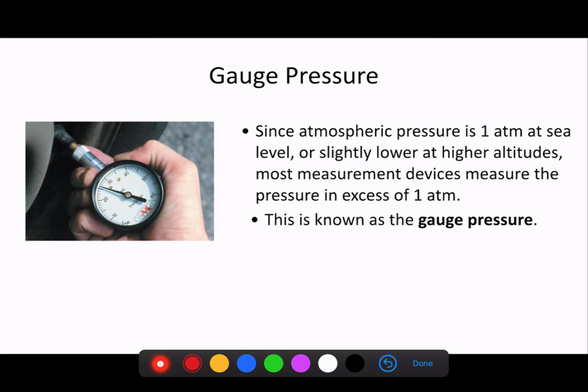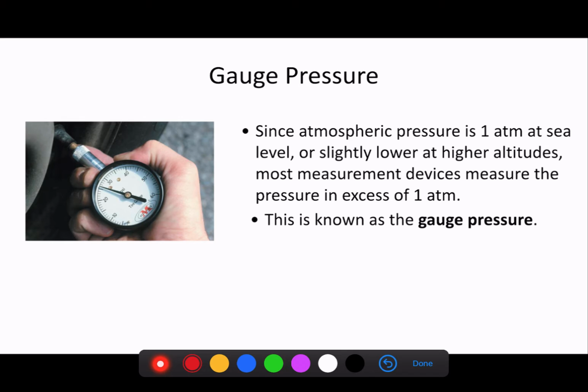It turns out that most of our measuring devices used to measure pressure don't actually measure absolute pressure. They measure something called gauge pressure. Gauge pressure is essentially the pressure in excess of 1 atmosphere. So if you used a pressure measurement device, and we'll talk about some in just a moment, to measure the air pressure around you, it would show 0.